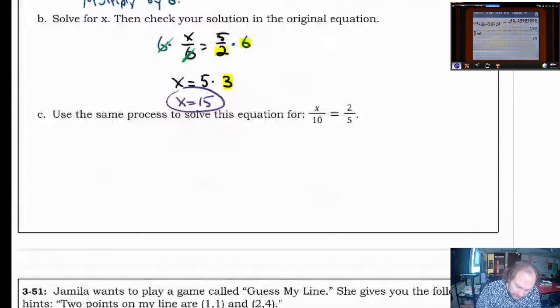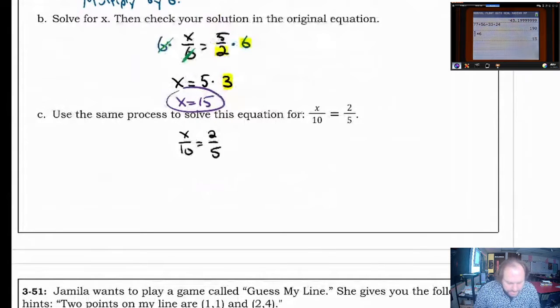For the same process for this question, let's start by, again, putting the original problem down here in this space. x over 10 equals 2 over 5. Well, again, we're dividing by 10. So we're going to multiply by 10 on both sides in order to get that answer. Again, the 10s are going to cancel out. 10 divided by 10 becomes just 1, and you have x equals. And now we have 2 times whatever 10 divided by 5 is, which is 2.